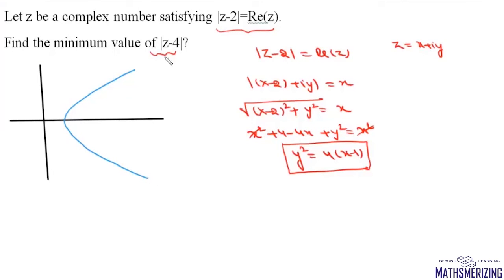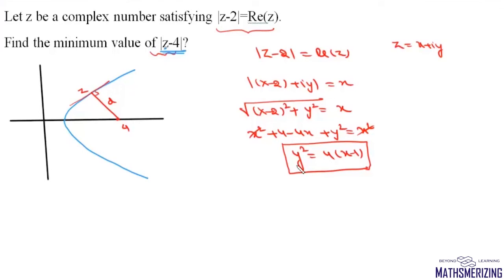It says we'll need to find minimum value of mod z minus 4. So in complex numbers, we know that modulus is basically distance between 2 points. So one of the points is z, which lies on this parabola, and another point is 4, which lies on the axis of this parabola. So we need to find the minimum value of this distance between a point on the parabola and this fixed point. Now we have already studied that minimum distance will occur along a normal which will pass through this point.